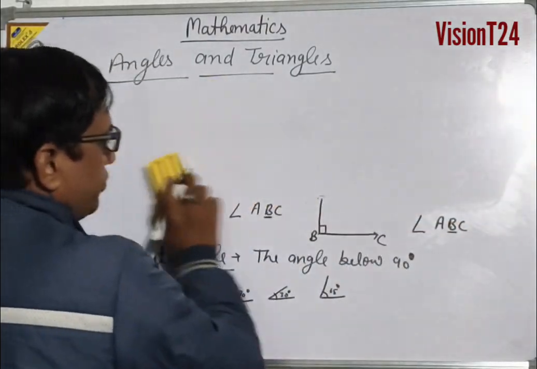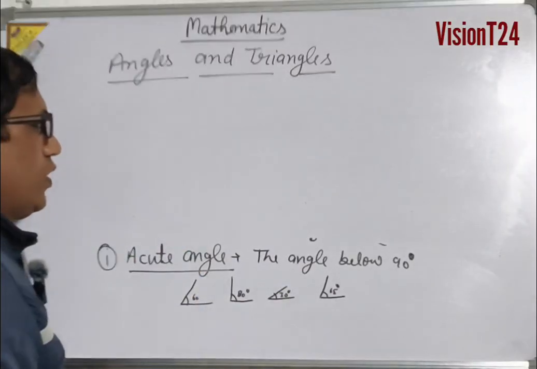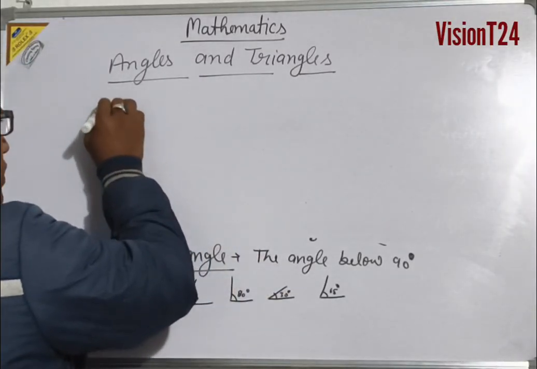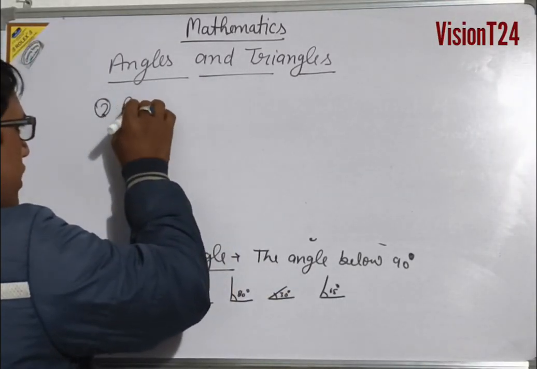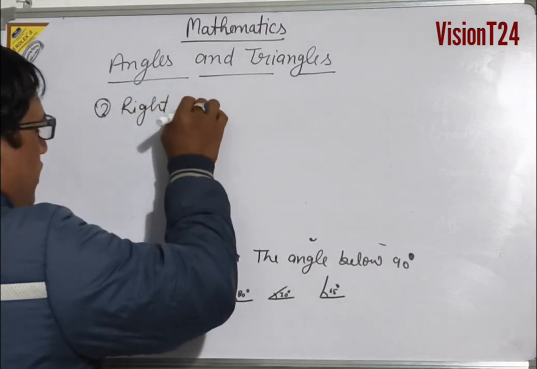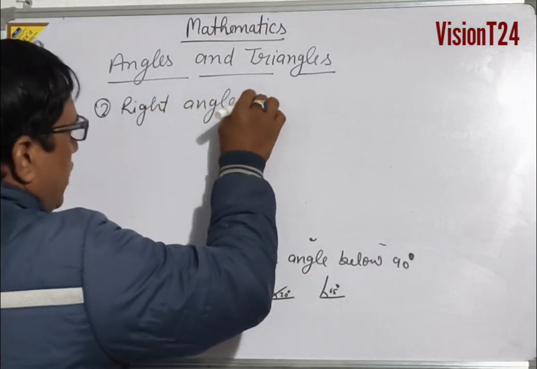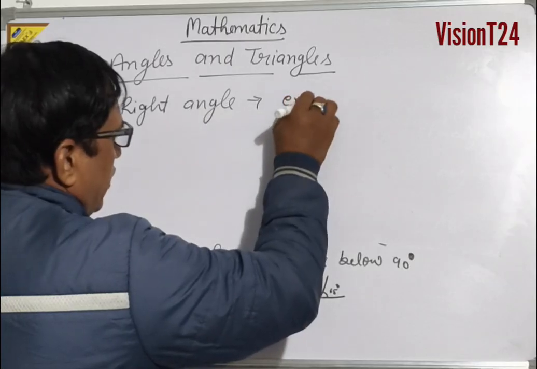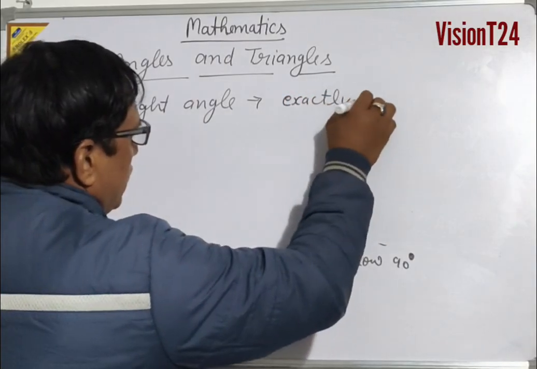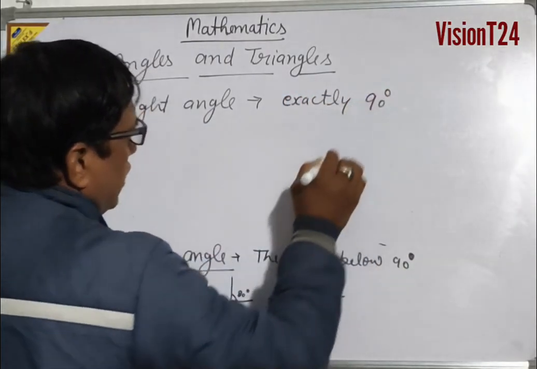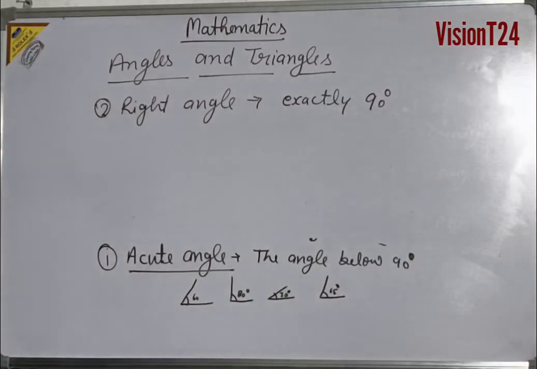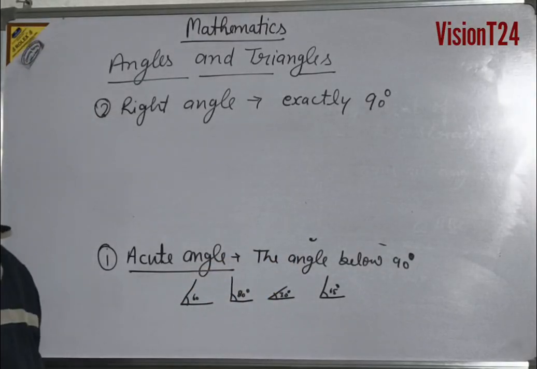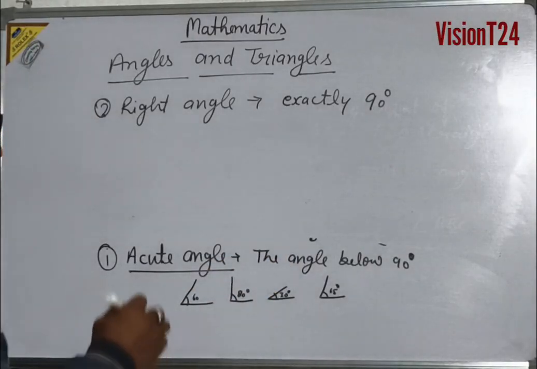Now the second type of angle is right angle. Right angle, that is exactly 90 degree. Exactly 90 degree angle is right angle. This is also called perpendicular.